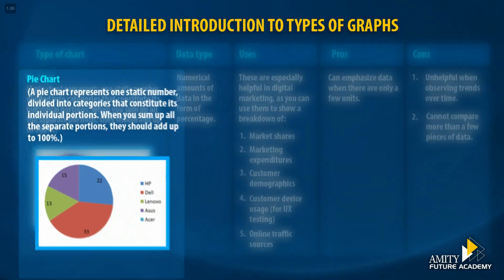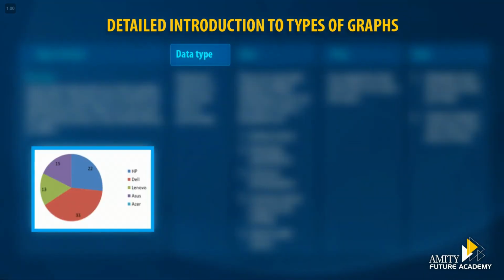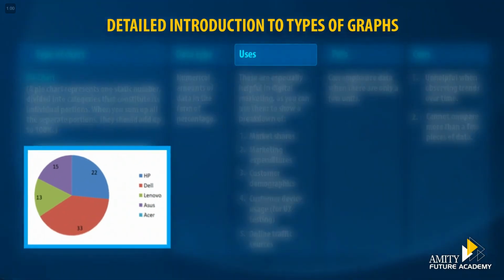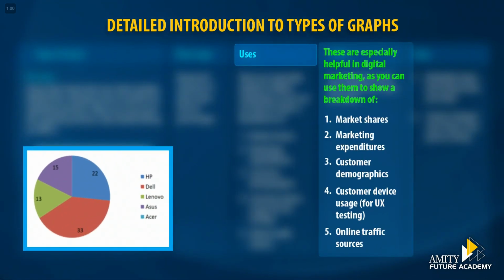That is what a pie diagram should look like. Now coming to what kind of data type can be plotted using a pie chart. Numerical amounts of data in the form of percentage can be plotted using a pie chart. Where are they used? Mostly they are especially helpful in digital marketing, as you can use them to show a breakdown of market shares, marketing expenditures, customer demographics, customer device usage, and online traffic sources.